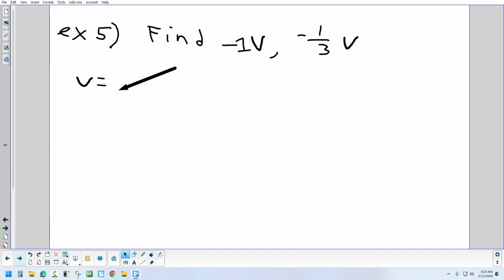All right, let's try this one. What's going to happen when I do the scalar products here compared to the last example? What's going to be different? Yep. Right, they're going to change direction. So the first one, I put -1v. That's the same as just -v.